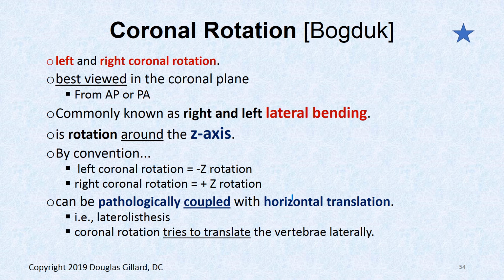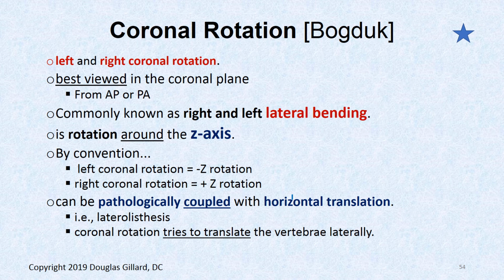I mean, in reality, we could see this kind of from overhead, and we can kind of see it from the lateral, the sagittal plane and the axial plane. But you have to remember, coronal plane is the best way to watch this. Right? The rotation is now going to occur around the z-axis. Bending to the left is z negative, bending to the right is z positive. Could be pathologically coupled with horizontal translation.